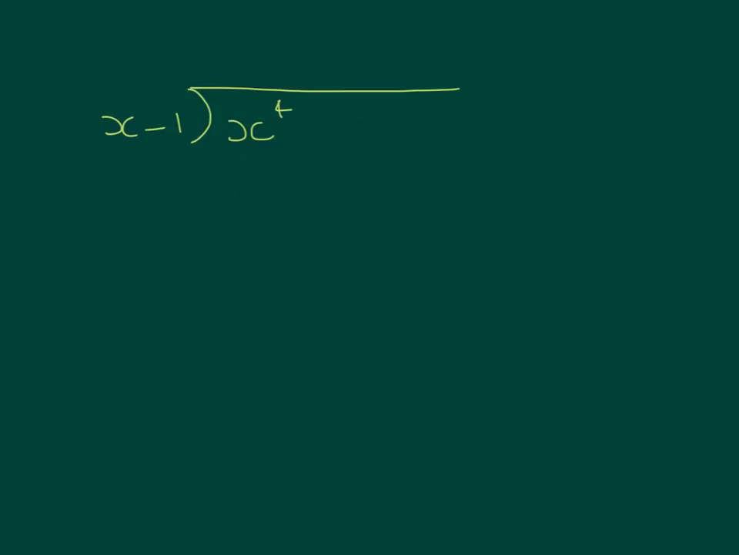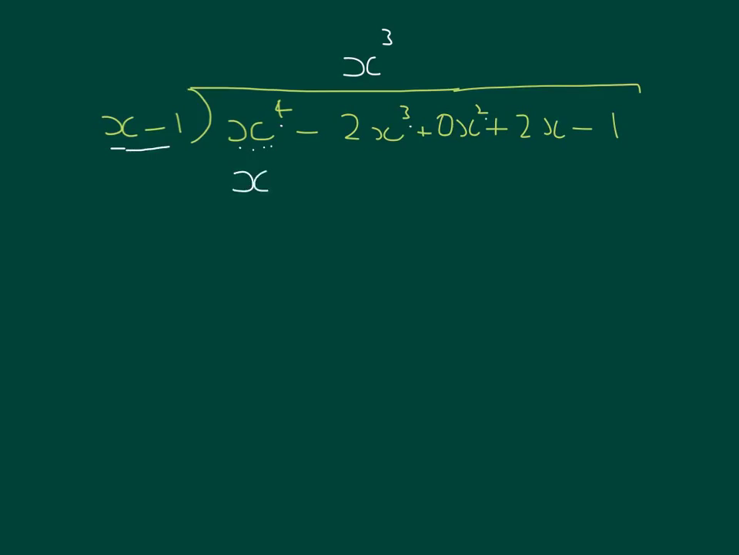Looking at the other example that we had for the factor theorem, if I want to divide x to the 4th minus 2x cubed plus 2x minus 1 by x minus 1, you notice I've left a gap there, and that's because there are no x squareds. I need to be mindful that the powers of x go down by 1 each time. So I say to myself, what do I have to multiply x by to get x to the 4th? The answer is x cubed. Then I multiply x cubed by both the terms out the front. x cubed by x is x to the 4th, times minus 1, and I get minus x cubed. Then I have to subtract.